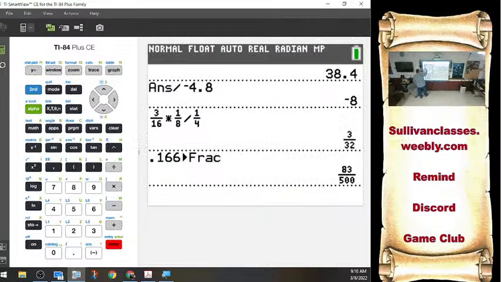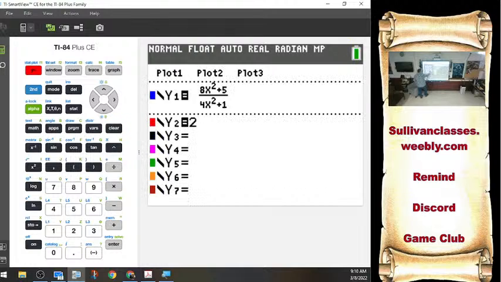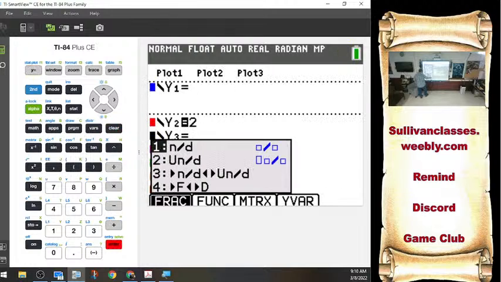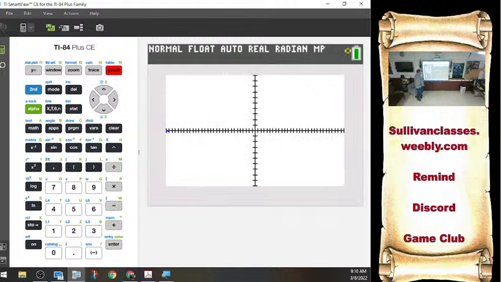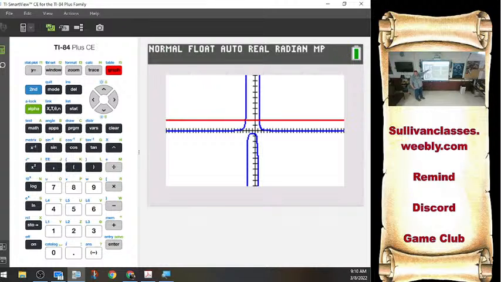Okay, Y is clear. 2 over x squared, there we go. What was it? Plus 2x minus 3? And I see, okay. So we got the right idea. Oh, and then that other line's still there. Okay.